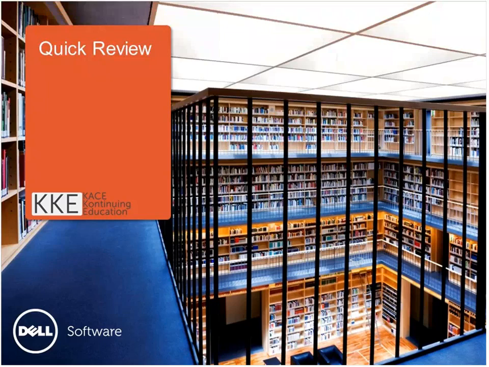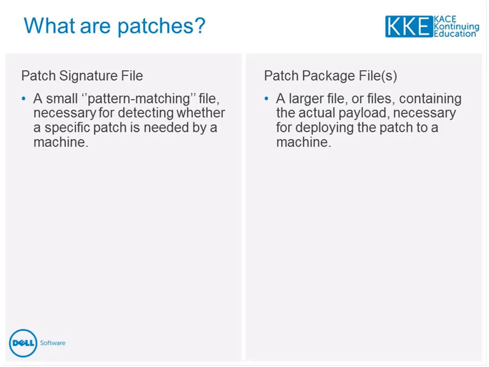Okay, so as I said, a quick review, going over just a couple of slides before we get into our demo. So first thing we need to understand is what patches really consist of when we talk about patching on the K1000. And they come in 2 parts. There may be more constituent parts we can talk about, but there's 2 main parts. One is the signature file. This is what the K1000 uses to determine whether a given machine needs that particular patch.